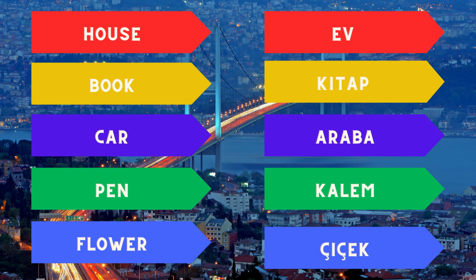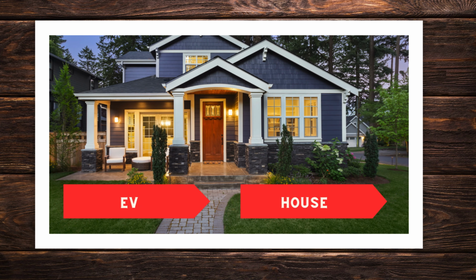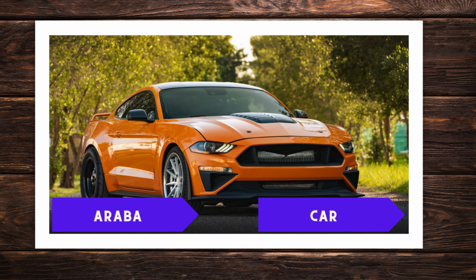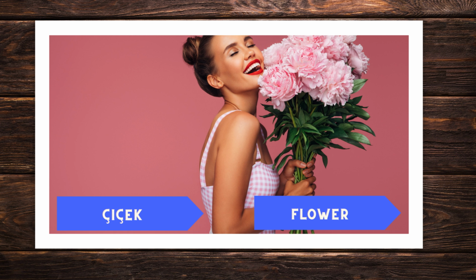Let's go over the nouns one more time. The first noun we looked at was ev, this is known as a house in English. The next noun we looked at was kitap, which is known as a book in English. Next noun we looked at was araba, this is known as a car in English. The next noun we talked about was kalem, which is known as a pen in English. The final noun is çiçek, and this is known as flower in English.